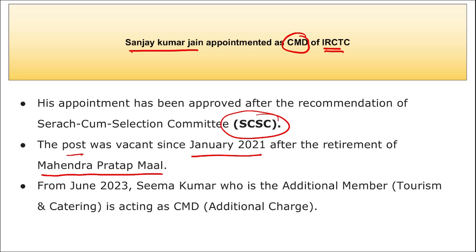Correct. Apart from this, if we talk about Sanjay Kumar Jain, he is an Indian Railway Traffic Service Officer of the 1990 batch. He is currently serving as the Principal Chief Commercial Manager in Northern Railway, and previously he has served as the Joint Secretary to the Department of Public Enterprises under the Ministry of Finance.